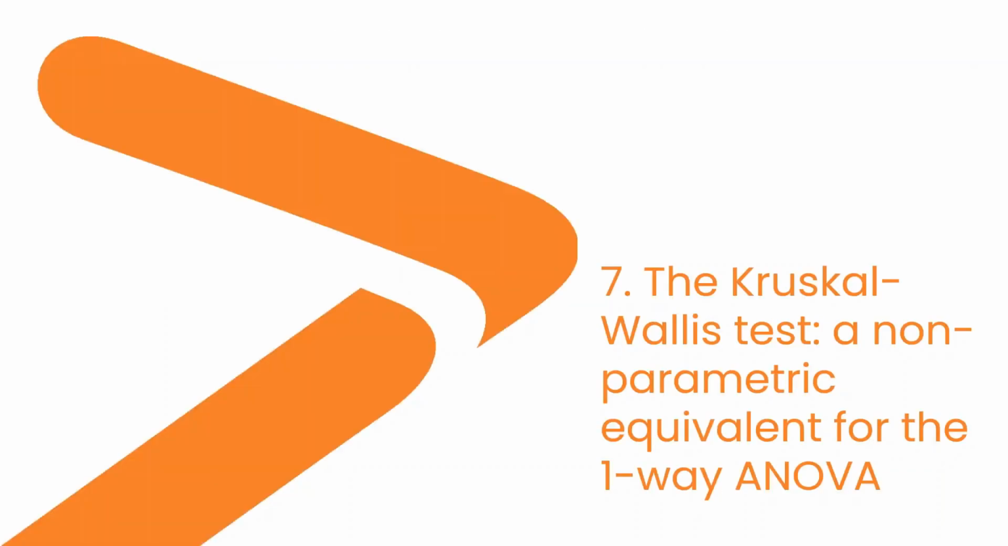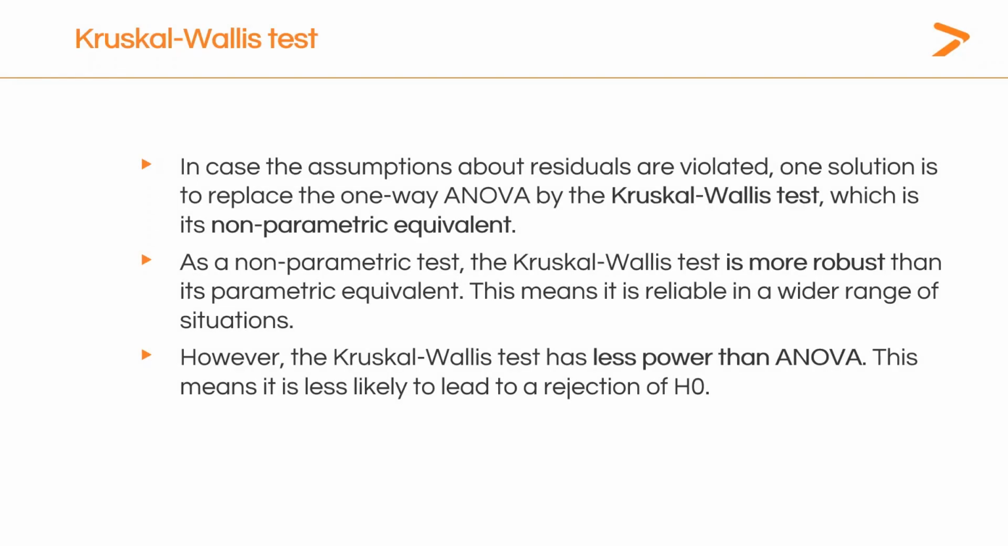So let me talk to you about the Kruskal-Wallis test now that we're done with the one-way ANOVA. This is a non-parametric equivalent to the one-way ANOVA. What does this mean? In case the assumptions about residuals are violated, one solution among others is to replace the one-way ANOVA by the Kruskal-Wallis test, which is a non-parametric equivalent.